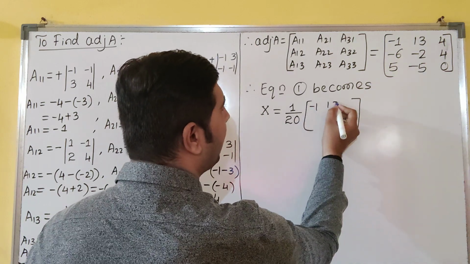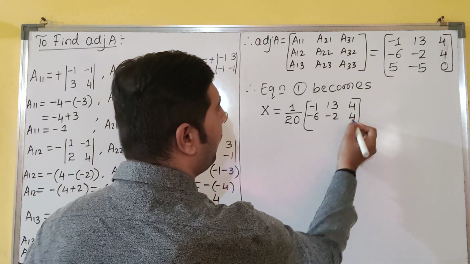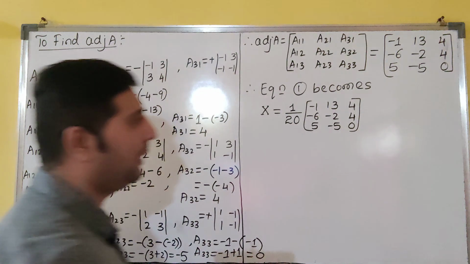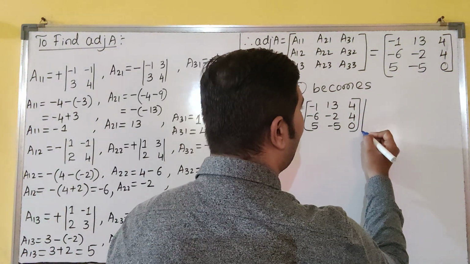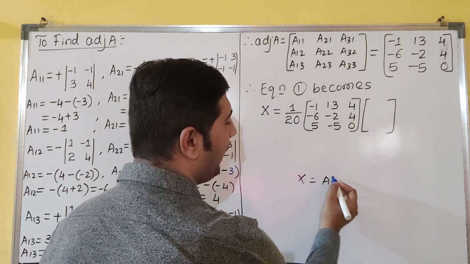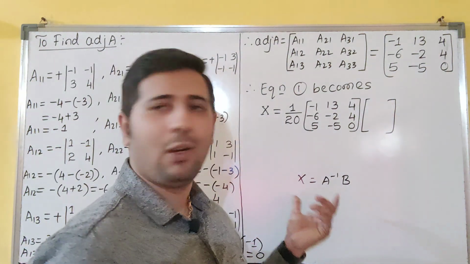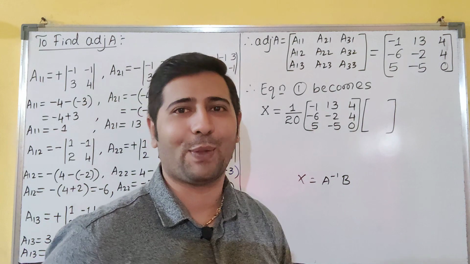Minus 1, 13, 4, minus 6, minus 2, 4, 5, minus 5, 0 dear students. This is your adjoint of A. And into B. B also we have written, no? Like this we have written. Can you remember or I don't know? Most probably in your notes it is there. On the board it is not there because board is small dear students. I am sorry for that.